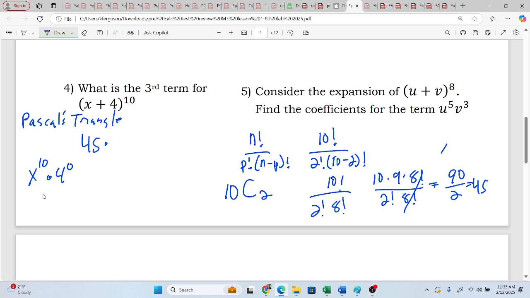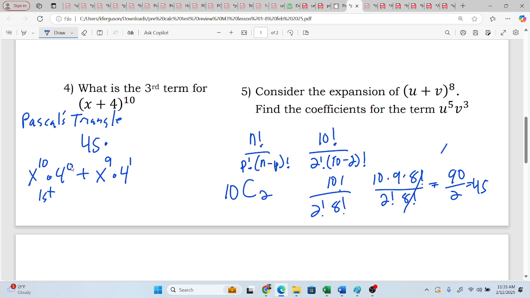So when I look, this is the first term. Then my second term, so I'm going to say plus, I'm going to have x to the ninth power times 4 to the first power. My powers are going to add up to be 10. So 10 plus 0 is the first one. 9 plus 1 is the second one.